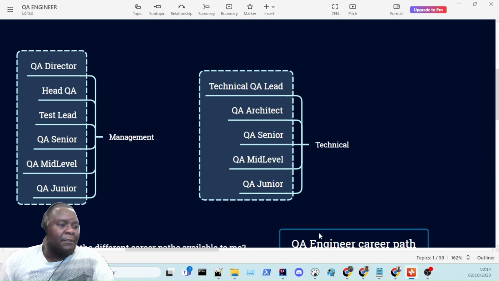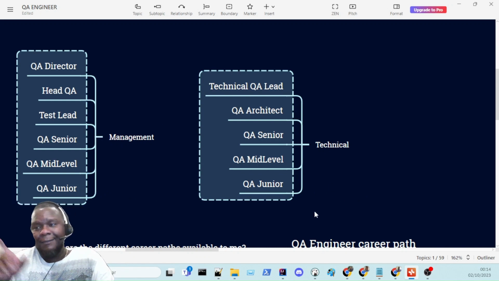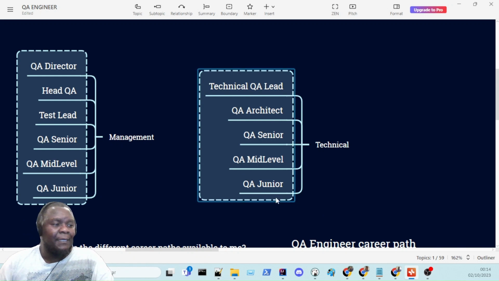And let's talk about the technical path here. You start the same way as in the management area. It's another leg, very simple, of the Y career, right? So technical here: you can start as a QA junior. You work with code, right?